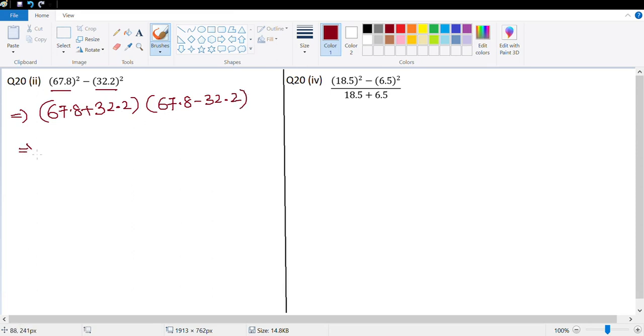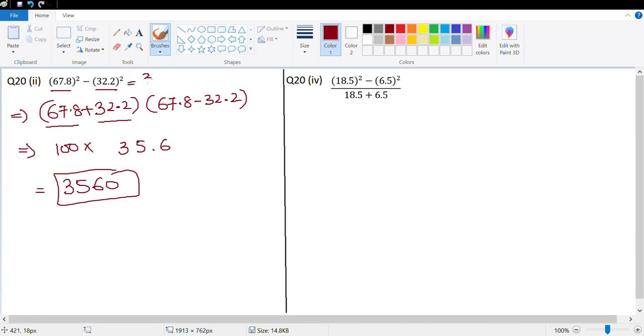So let's add them. 67.8 plus 32.2, that's 100. And if I subtract, this is 8 minus 2, 6. 7 minus 2 is 5. 6 minus 3, that's 3. So this is 35.6. So the value is 3560. So that's our answer. This is equal to 3560.